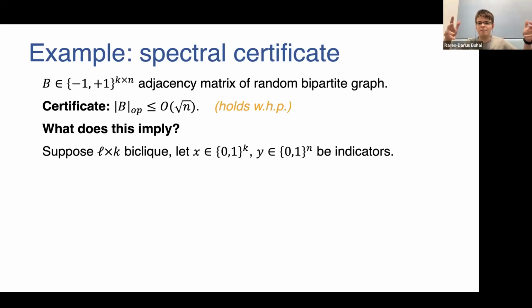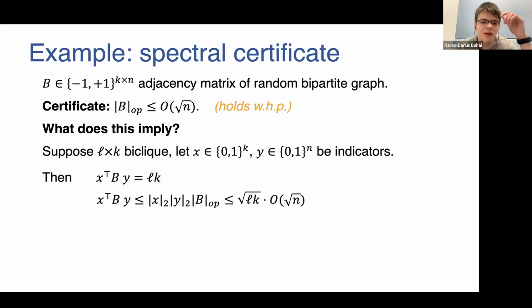And let X and Y be the indicators of the vertices that are in the biclique on the left-hand side and the right-hand side. Then X transpose BY will actually select all the edges that are part of the biclique. And we know that this is a biclique, so all those edges are present. So they're going to be +1. So the X transpose BY is just the number of edges in the biclique. So it's L times K.